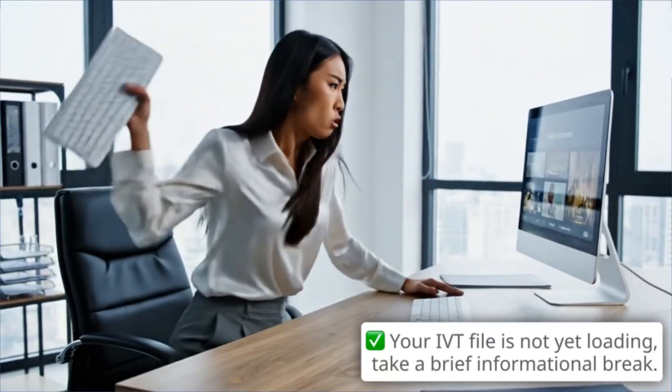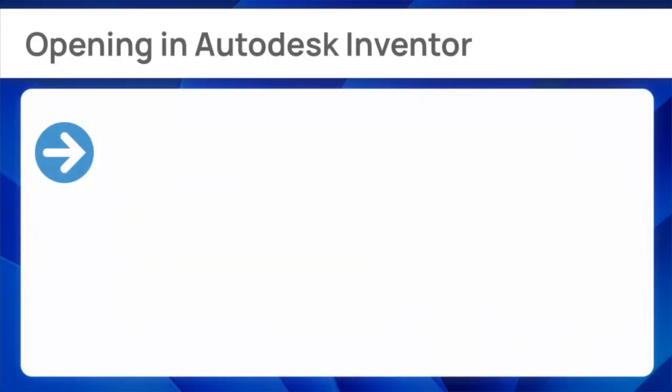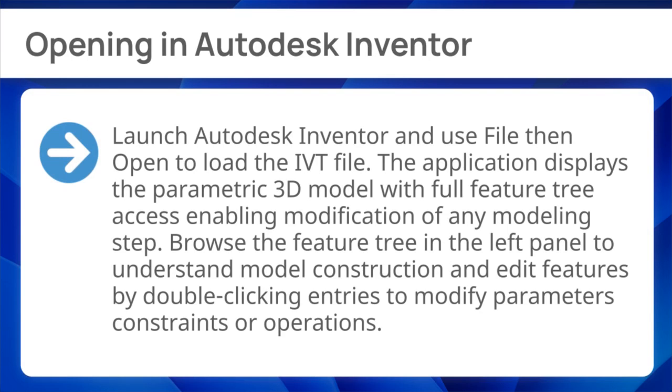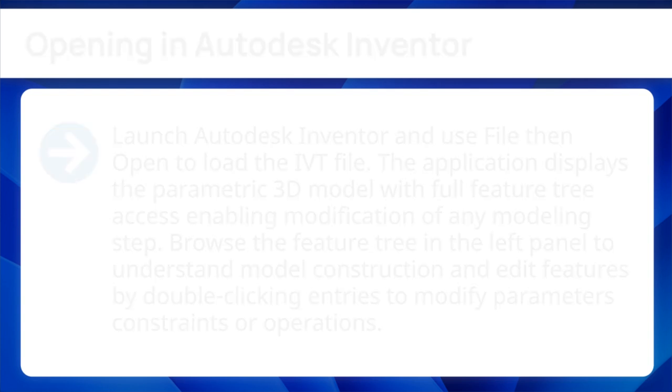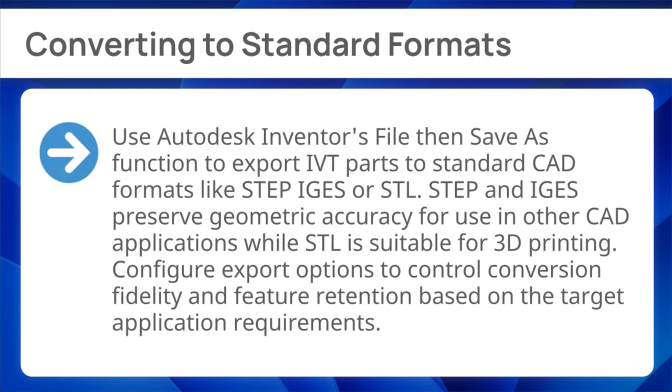Time for our checklist. First, opening in Autodesk Inventor. Launch Autodesk Inventor and use File then Open to load the IVT file. The application displays the parametric 3D model with full feature tree access, enabling modification of any modeling step. Browse the feature tree in the left panel to understand model construction and edit features by double-clicking entries to modify parameters, constraints, or operations.